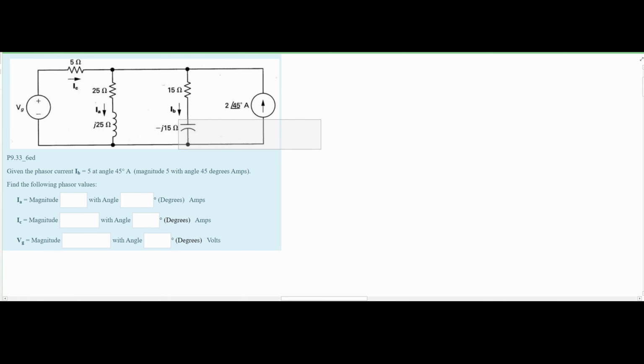In this problem, we are given the following circuit diagram. We are also told that the phasor current, IB, is equal to 5 at angle 45 degrees amps. And we need to find the following phasor values.